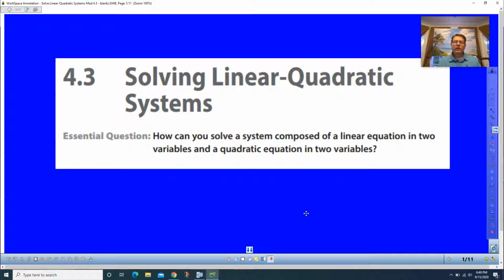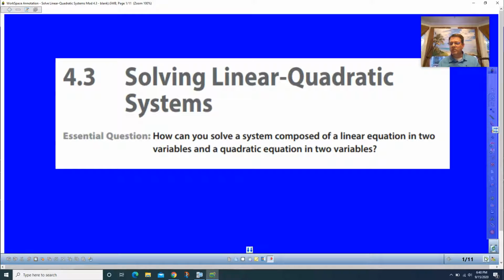Today we're going to look at solving linear/quadratic systems. It means taking more than one equation and seeing what they have in common. How can I solve a system composed of a linear equation, which is a line, and two variables, and a quadratic equation that's kind of like a U shape, and see what they have in common? So that's what we're going to be doing here.